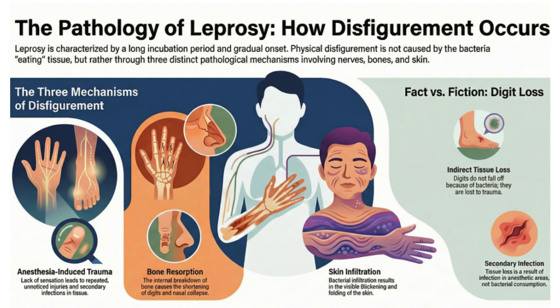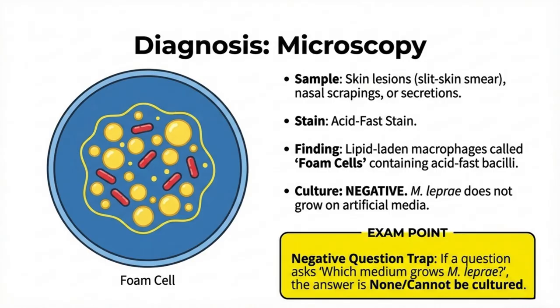Patients with intermediate forms of the disease, known as borderline leprosy, may progress toward either tuberculoid or lepromatous extremes depending on their immune status. Diagnosis involves examination of samples from skin lesions or nasal scrapings. Acid-fast staining reveals red bacilli. In lepromatous cases, foam cells containing numerous acid-fast bacilli are commonly observed.